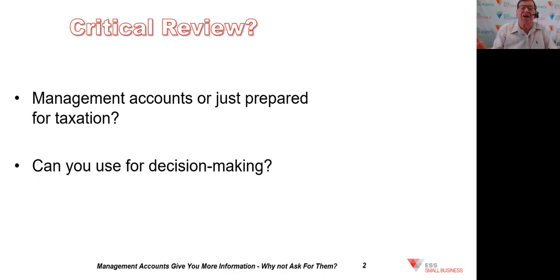Can you use the accounts you receive for decision-making purposes? That would mean that they're management accounts designed to facilitate you and the management team, the leadership team within your business, having better information to be able to guide your team through this overall process.